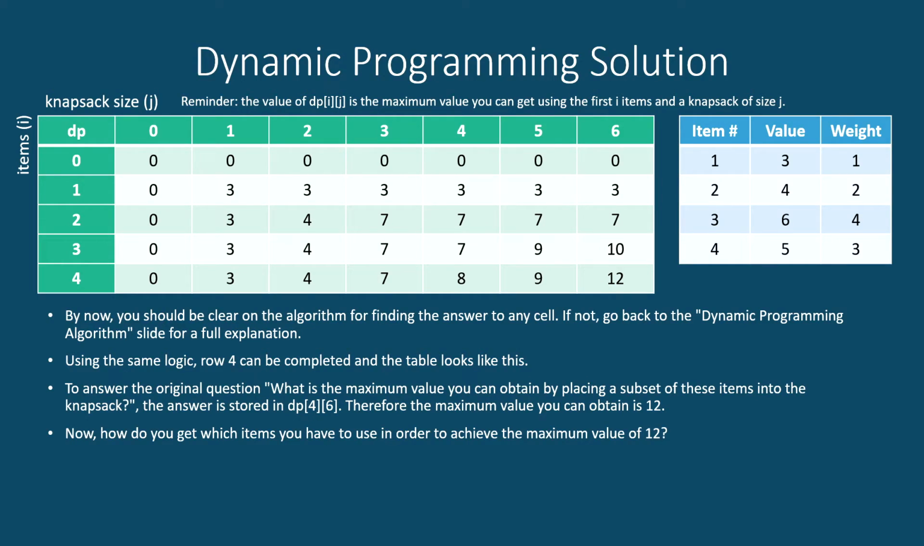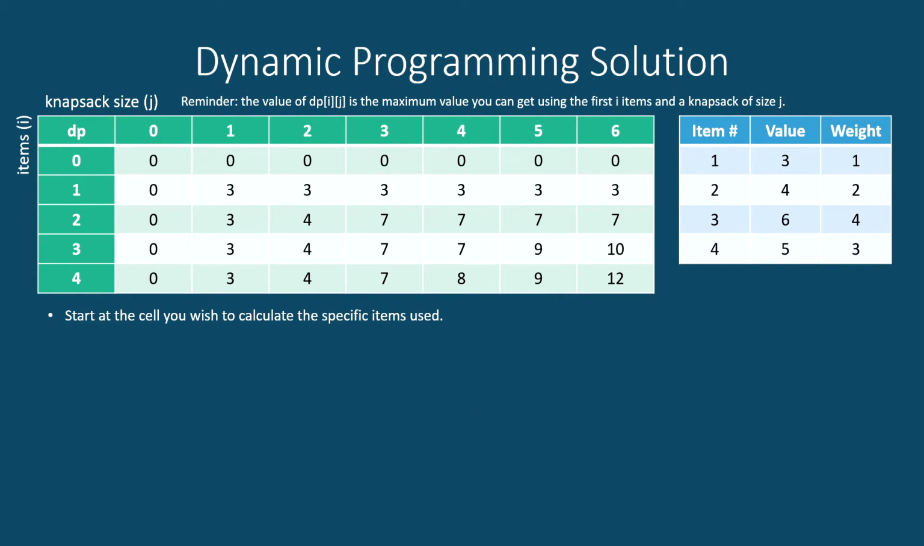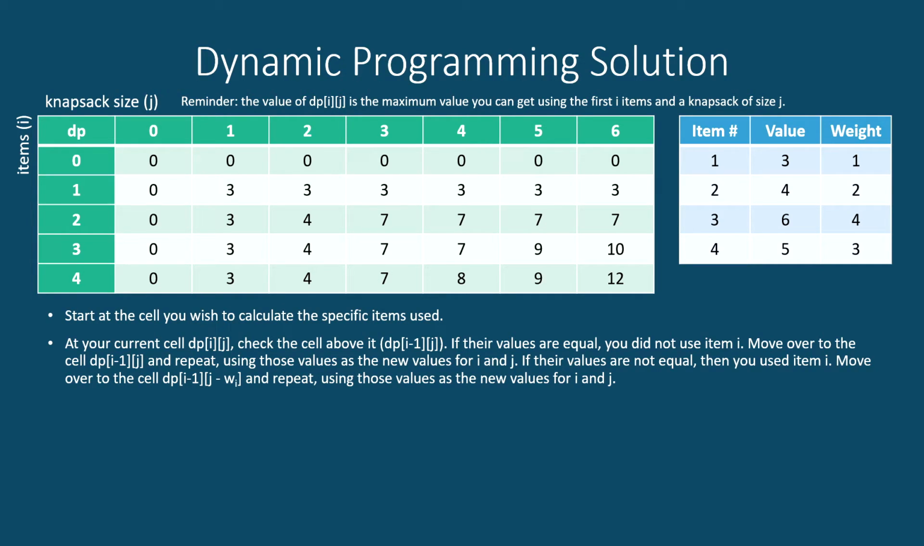Now, how do you get which items you have to use in order to achieve the maximum value of 12? First, start at the cell you wish to calculate the specific items used. At your current cell, let's call it DP[i][j], check the cell above it, which is DP[i-1][j]. If their values are equal, you did not use item i. Move over to the cell DP[i-1][j] and repeat, using those values as the new values for i and j. If their values are not equal, then you used item i.